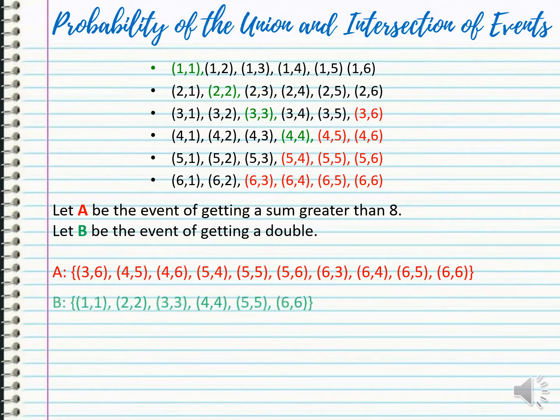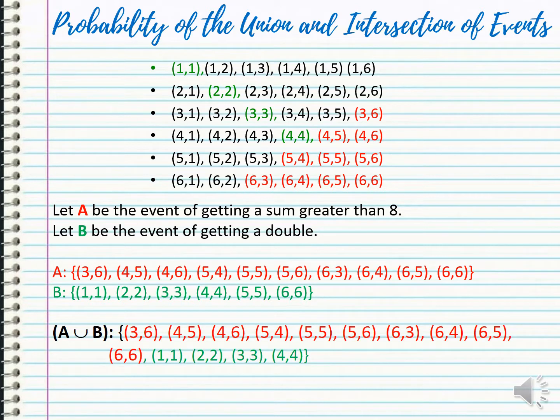Now we were asked about the union of these two events, right? So we need to list down all the elements without repeating them. So this is the union of events A and B. We have 3 6, 4 5, 4 6, 5 4, 5 5, 5 6, 6 3, 6 5, 6 6. And the green ones are the event of getting a double.